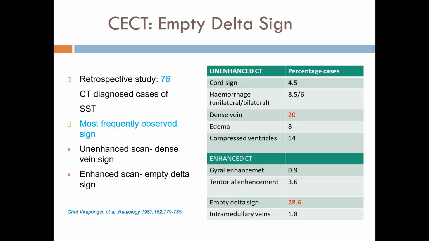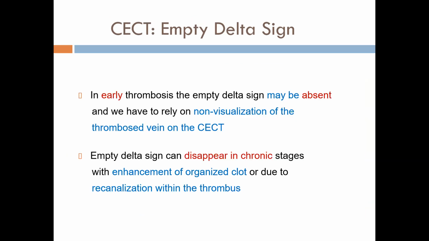This is the most common sign. This table shows the percentage of these signs in cortical venous thrombosis. The first most common sign is the empty delta sign, followed by the dense vein sign, then compressed ventricles, then hemorrhages, followed by cord signs. Okay, these are the common signs you notice in cortical venous sinus thrombosis. Okay, next slide.